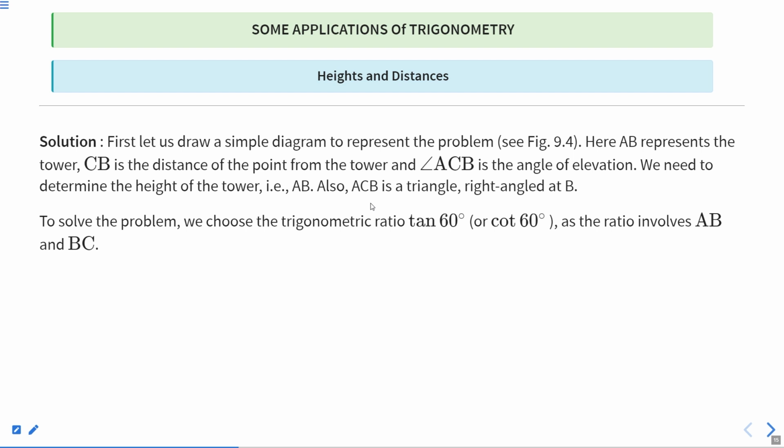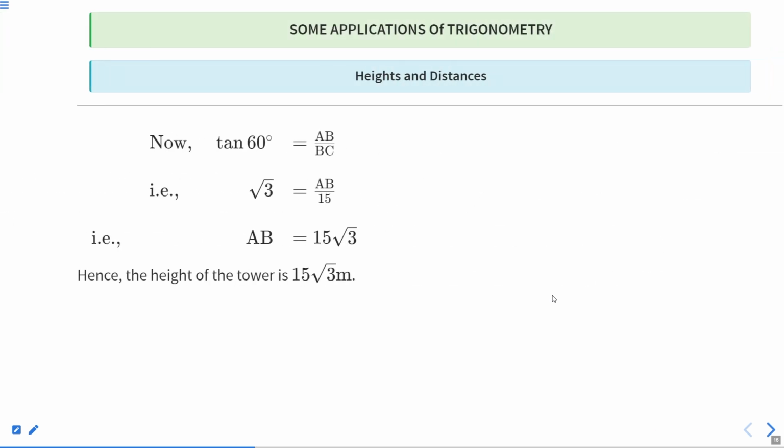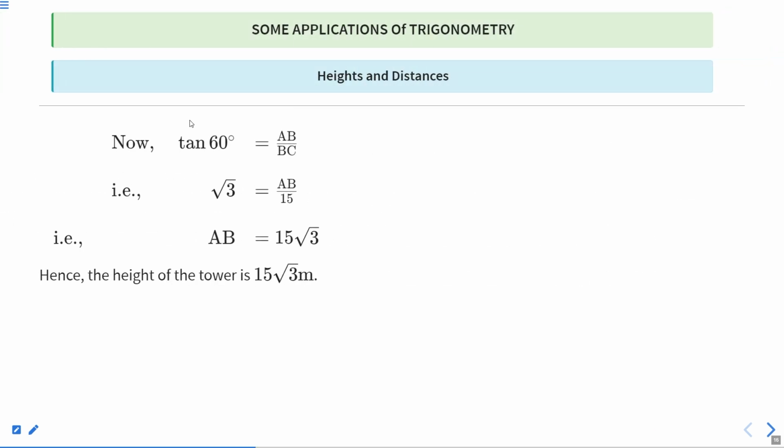So to solve the problem, we choose the trigonometric ratio tan 60 degree or cot 60 degree, as the ratio involves AB and BC. That is why we choose the trigonometric ratio tan 60 degree or cot 60 degree. Now tan 60 degree is equal to AB by BC, and we know the value of tan 60 degree is root 3.